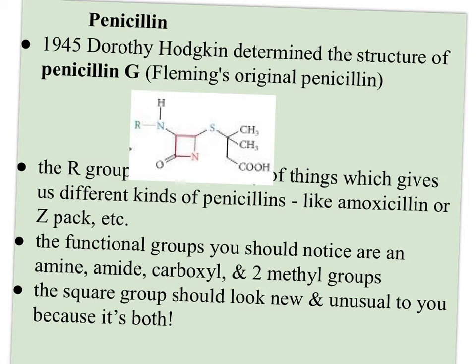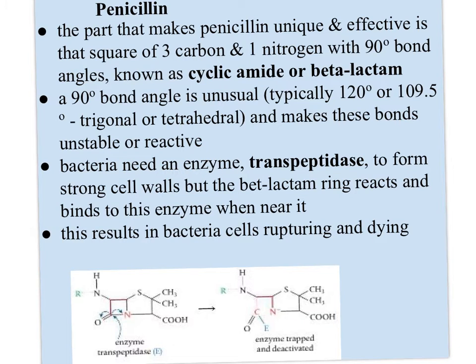But then the really unusual thing is this square structure here. It's called a ring, but it is indeed square. And it's the part that makes penicillin so unique and effective. It's got 3 carbons and 1 nitrogen, but the unique thing is that they're at 90-degree bond angles. So it's known as a cyclic amide, or more often beta-lactam. And the 90-degree bond angle is unusual because typically these atoms form 120-degree or 109.5-degree trigonal or tetrahedral bonds. So this 90-degree bond angle makes these bonds very unstable or reactive.